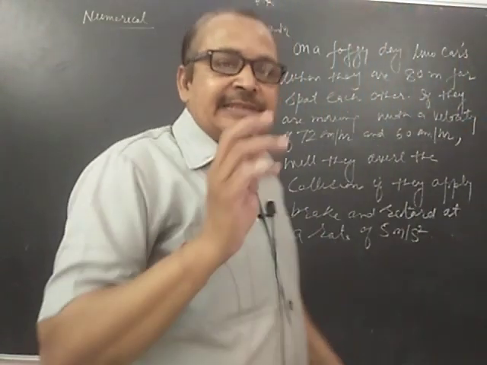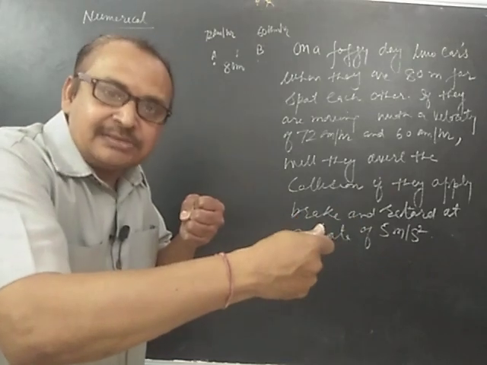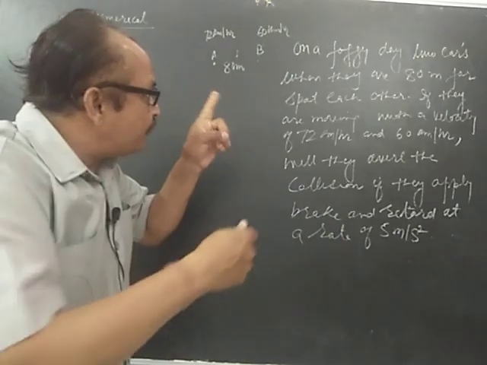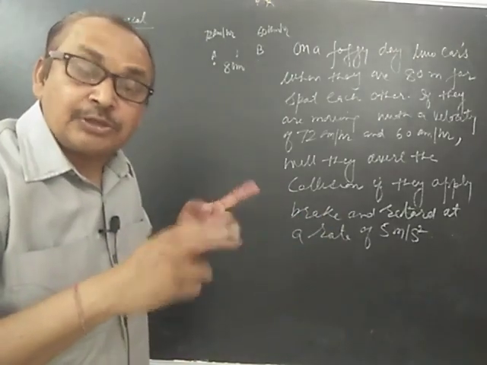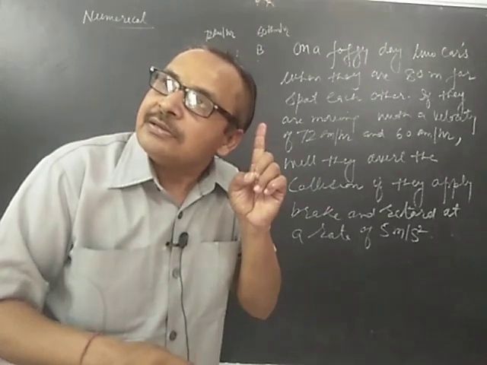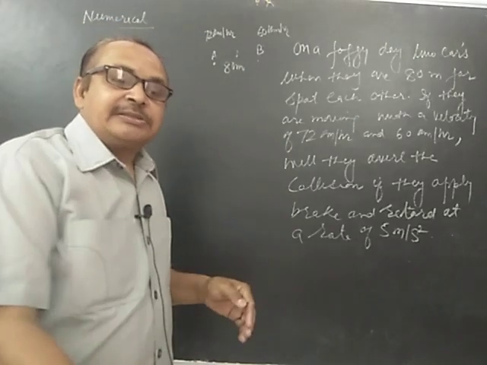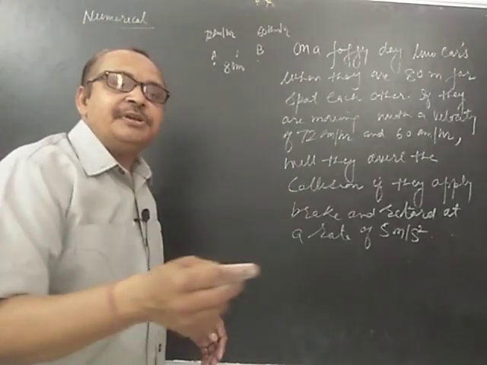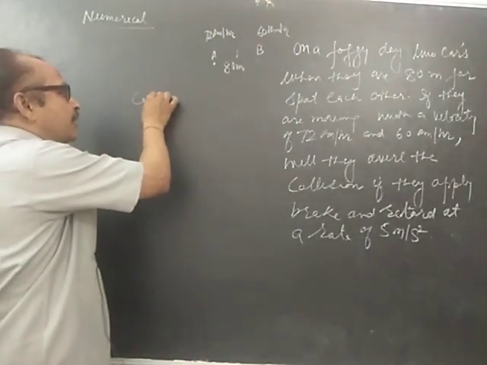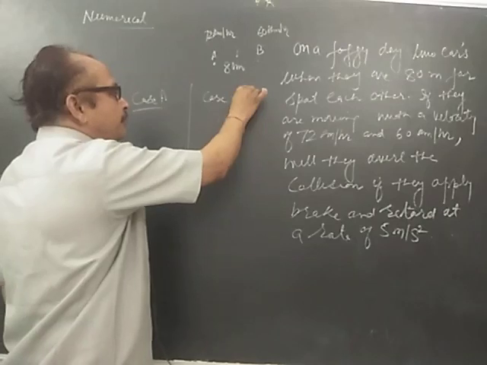Is it clear? That means we want to see, when will the collision not happen? When both buses stop. One thing is very clear: they are applying the brake, they should stop, and they should stop within 80 meters. So when they stop, the final velocity will be 0. So we will discuss the case of both A and B one by one.